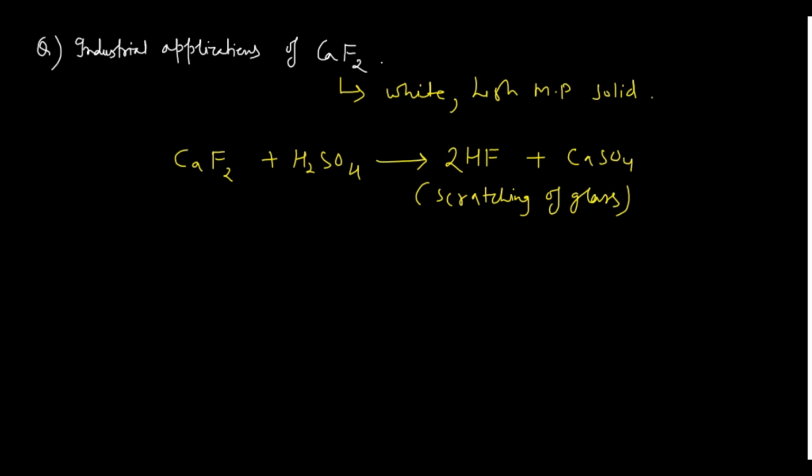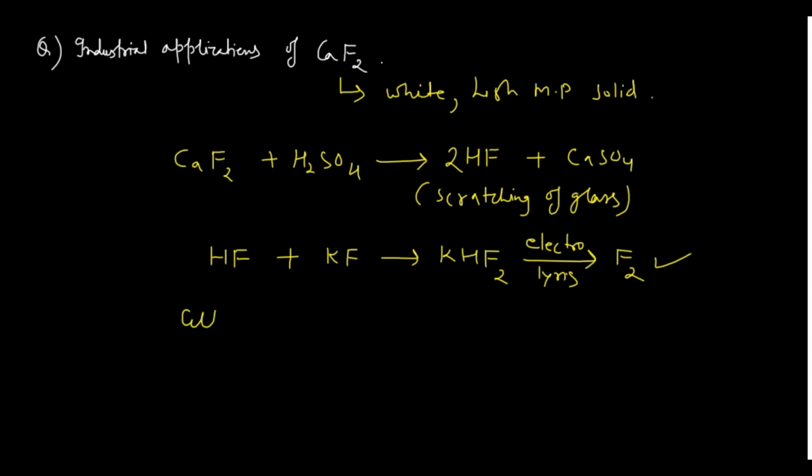And this hydrogen fluoride which is formed here, if it is combined with potassium fluoride, it will form potassium hydrogen fluoride. And if you do the electrolysis of this, you'll get fluorine, and fluorine has a large number of industrial applications. One more application of this calcium fluoride is in spectrophotometers, as cell windows for the spectrophotometer. It is also used in the making of prisms.